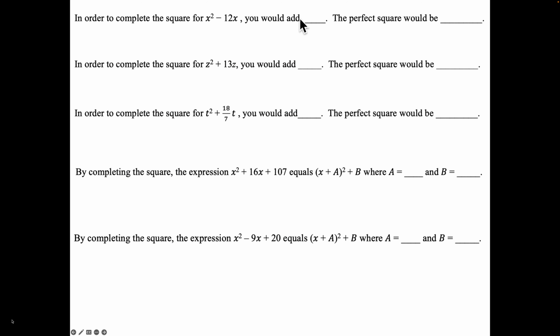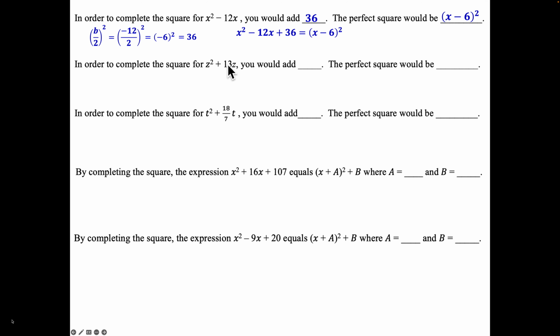Okay, so you would have to add what to the left side? Well, negative 12. I'm going to divide that by 2. That's going to give me a negative 6 squared. They want you to put 36 in the blank. This one, that's what I would add to both sides. But what would be my perfect square? That would be the binomial. Okay, x is being squared, negative 6 is being squared. Put those into the parentheses. X minus 6 squared. That's what they want right here.